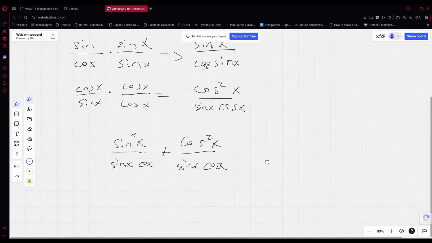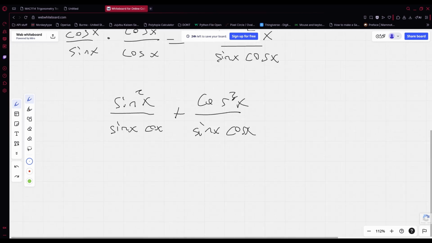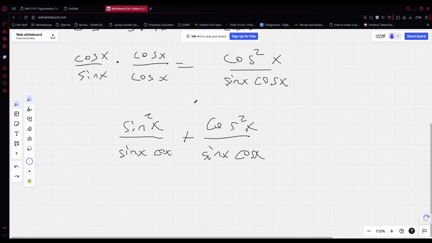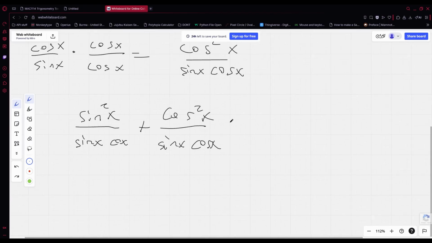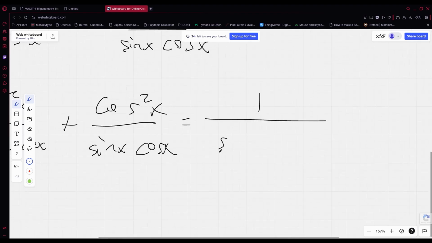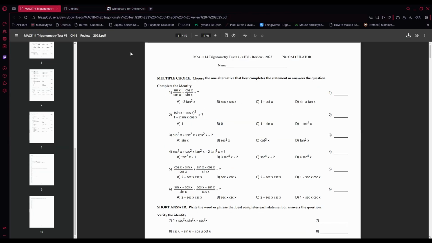It's very important. So, moving back to this example, when you see sine squared x, cosine squared x, immediately think of the Pythagorean identities. Whenever you see a function that is squared, you should start thinking about those Pythagorean identities, because they can be really helpful. So this would give us cosine squared x plus sine squared x is 1 over sine x cosine x.